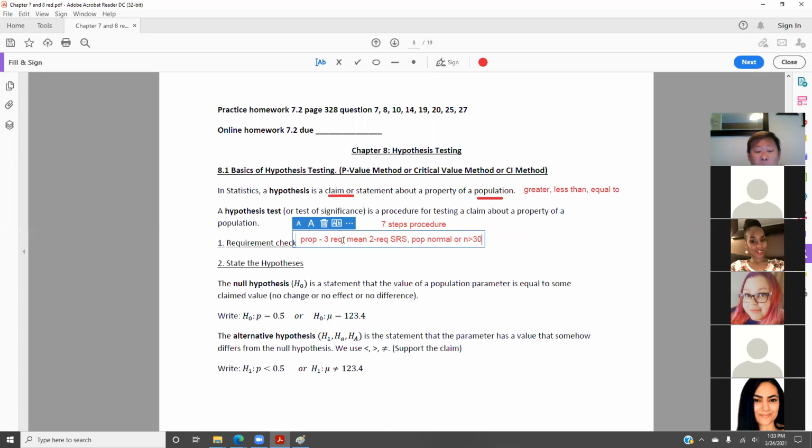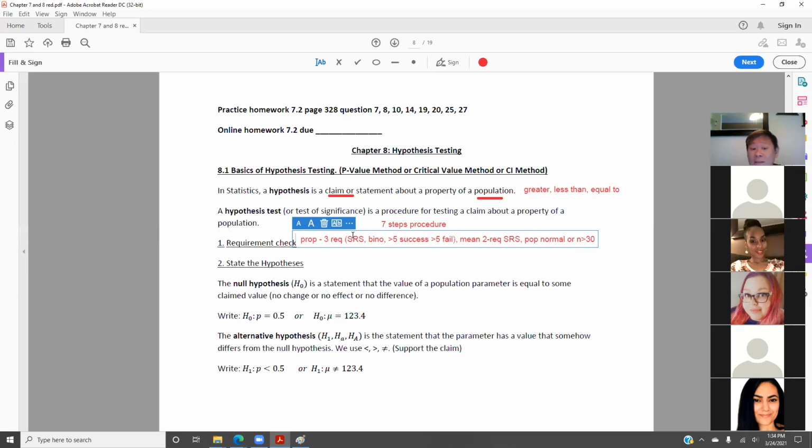For proportion, the 3 requirements are also simple random sample, binomial, and at least 5 successes and at least 5 failures. So this is the requirement for the proportion. Usually when you do your thesis and your research, if you did not fulfill these requirements, you don't need to do the rest of the steps.